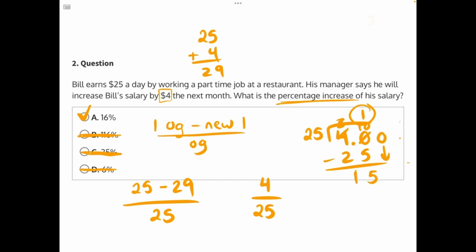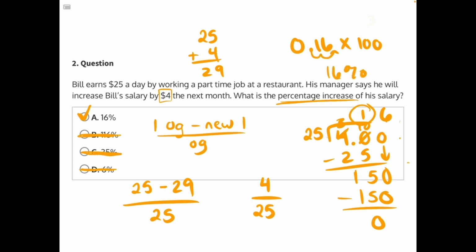Add another 0. 25 can go into 150. Well, if you kind of count as if you're counting quarters, 25, 50, 75, 100, 125, 150, 6 times. Goes in evenly with no remainder. And then we take our decimal, we convert it to a percentage by multiplying by 100, moving our decimal point 2 spaces to the right, and that leaves us with 16%. Answer choice A.